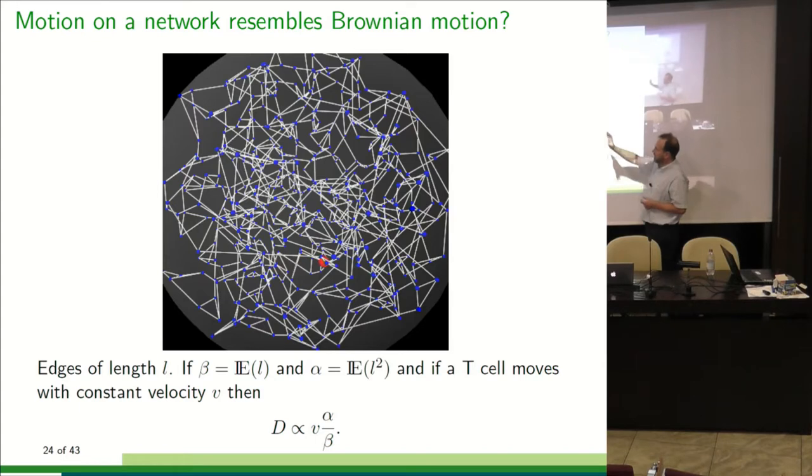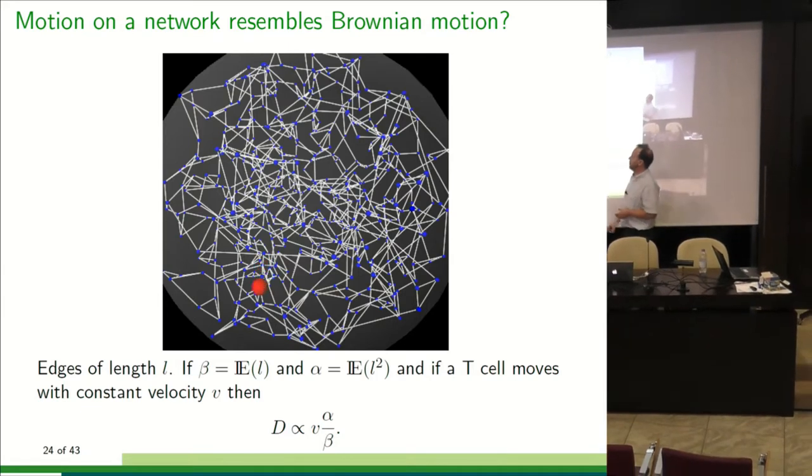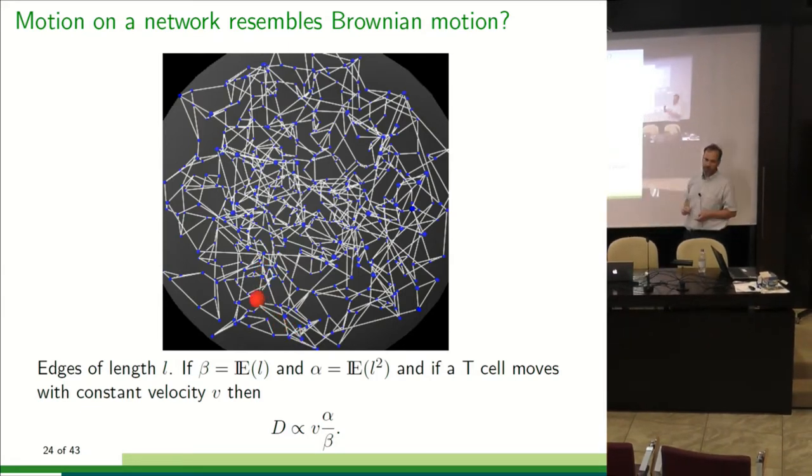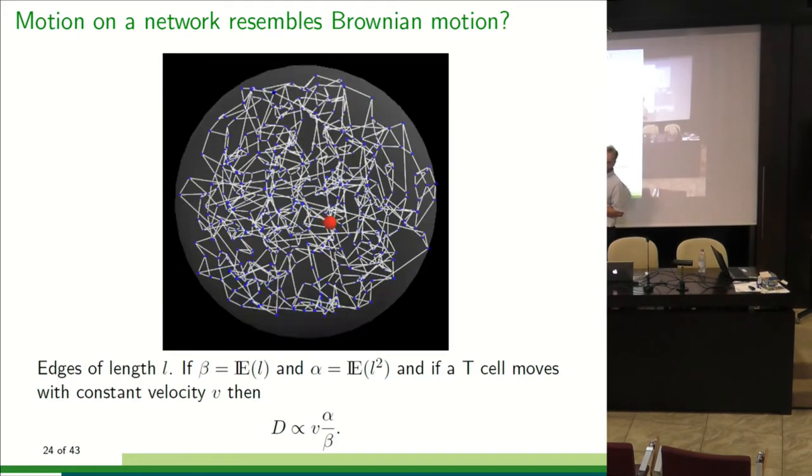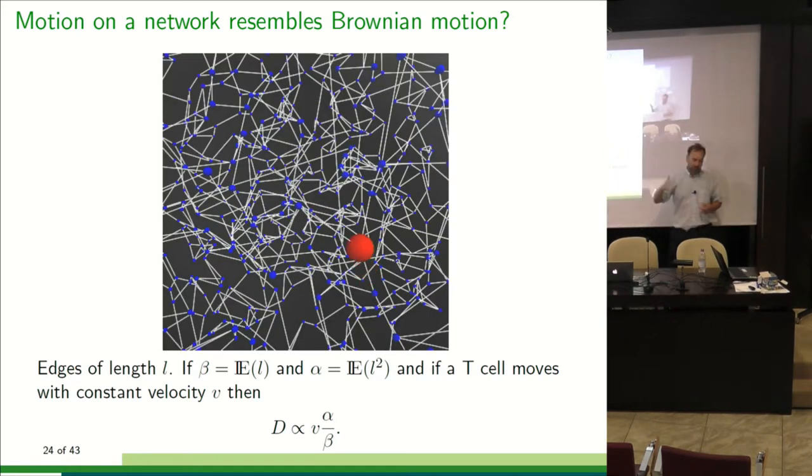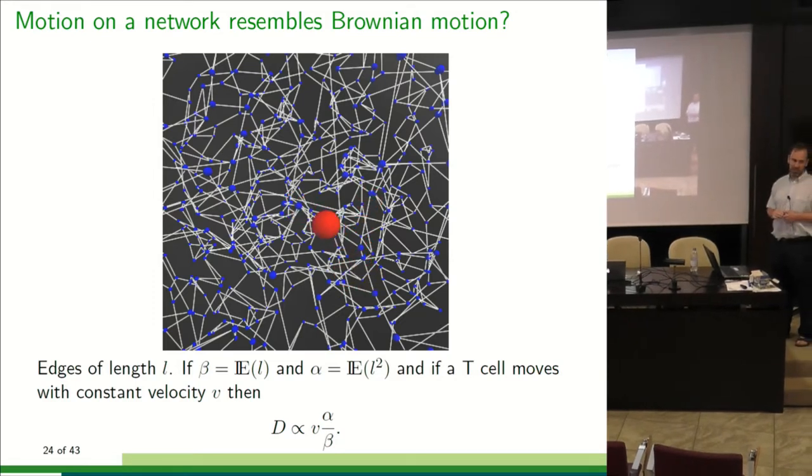So again, computationally, we can make a simulation of this. We can make a network. So now the blue dots are not cells, they're just vertices of the network, so you can see where they are. And there's just one cell which is wandering along this. So if there are enough twists and turns, then that motion is going to look like Brownian motion, and you can figure out what the diffusivity might be.